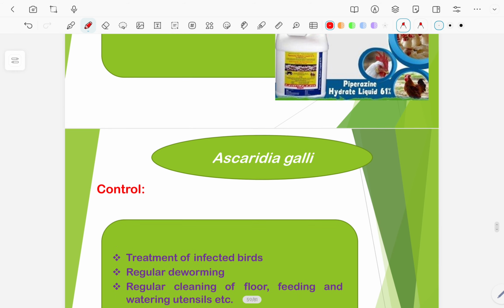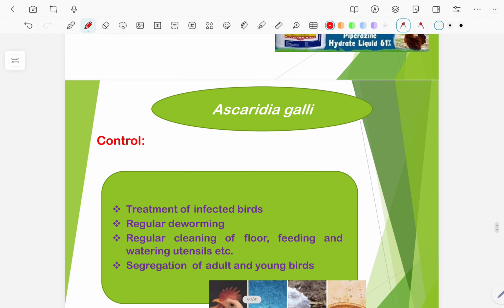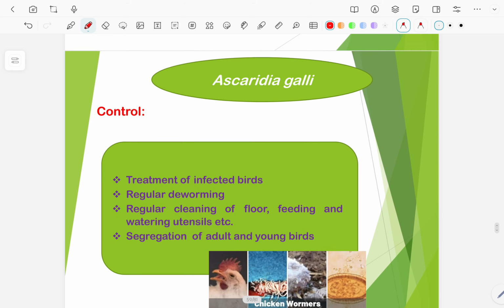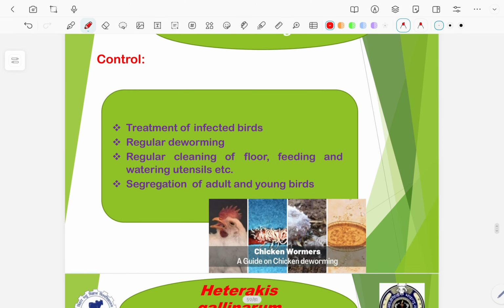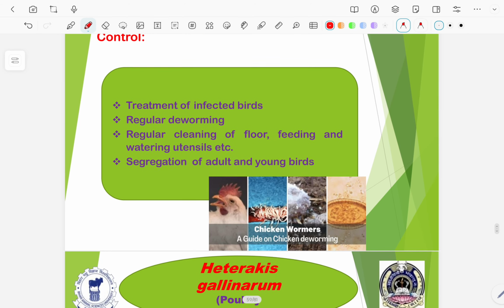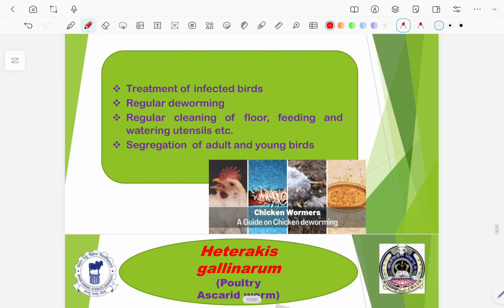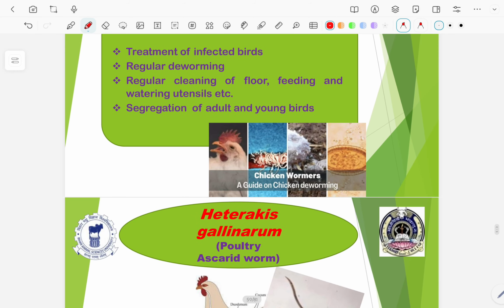Ascaridia galli control. Treatment of infected birds, regular deworming, regular cleaning of floor, feeding and watering utensils, etc. Segregation of adult and young birds.